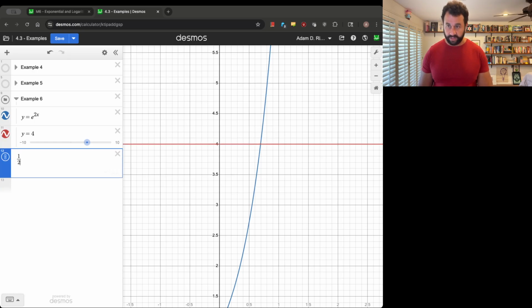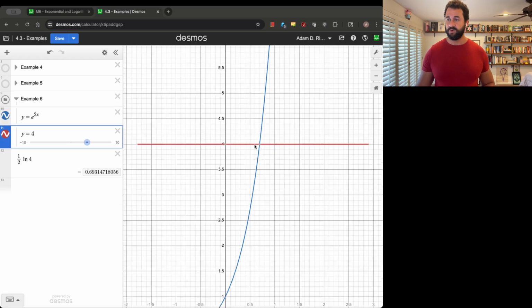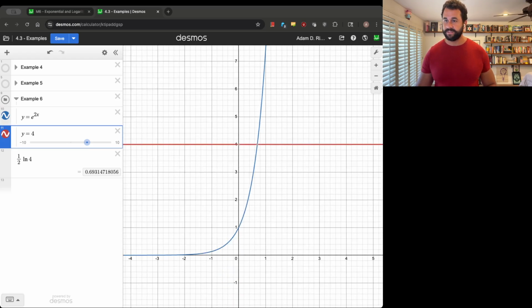Let's check. 1/2 ln 4, so Desmos is approximating it as 0.693147 and so on, and this is 0.69315. There we go. So it is actually picking up the same intersection point. That's where those two graphs intersect.